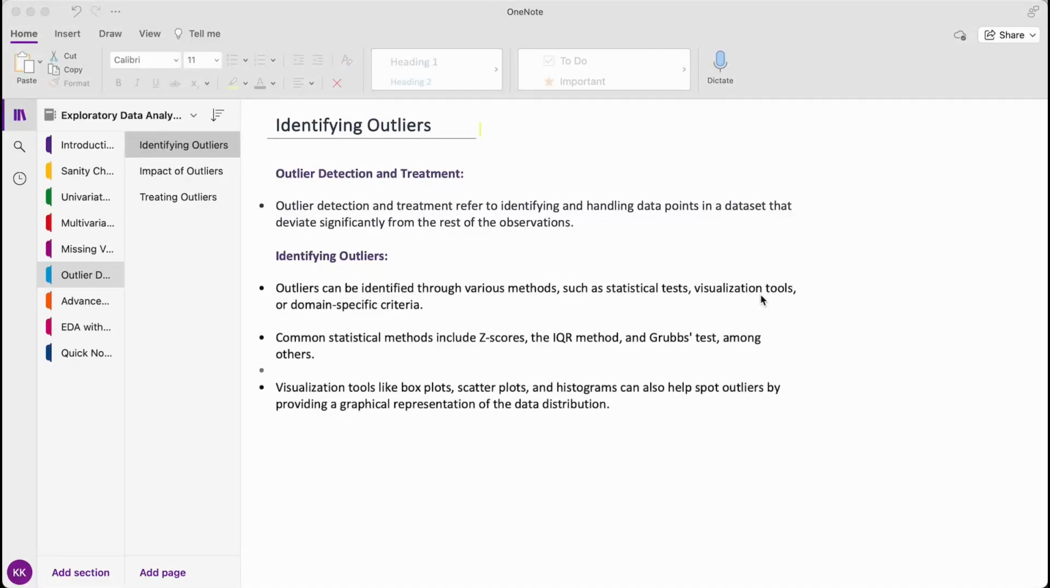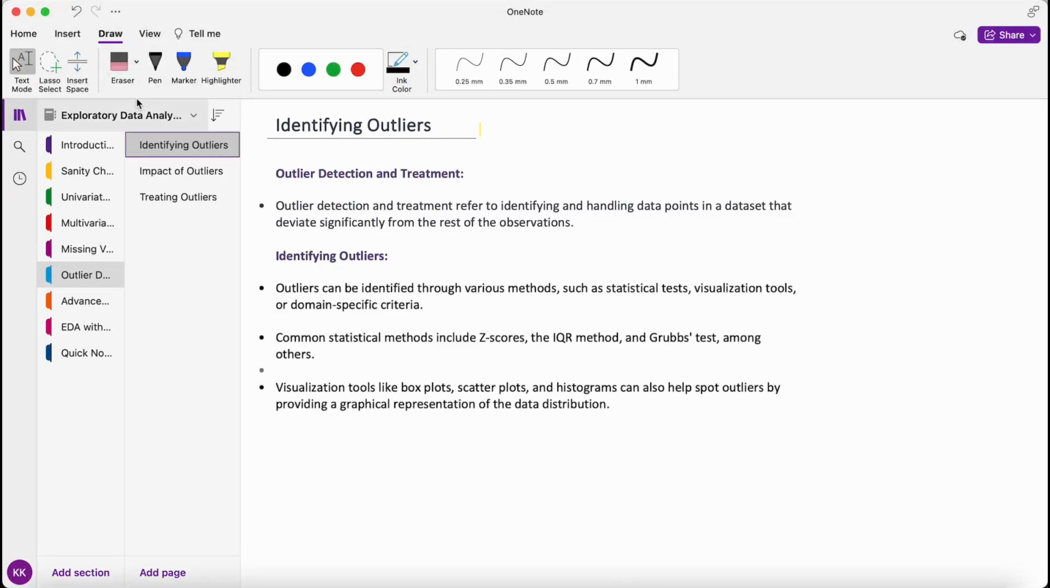Now we will be discussing another important topic in EDA, which is outliers and how to handle outliers. An outlier is an observation that deviates so much from other observations as to arouse suspicion that it was generated by a different mechanism. Outlier detection and treatment are critical parts of data pre-processing in statistics and data analysis.